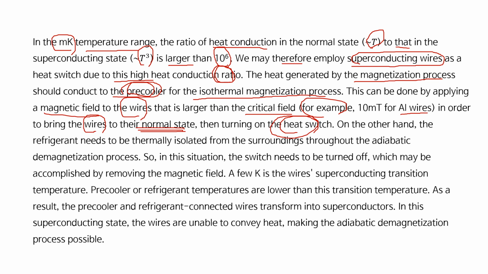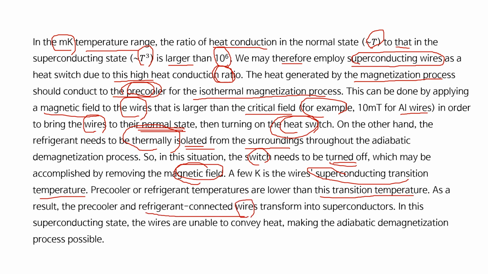On the other hand, the refrigerant needs to be thermally isolated from the surroundings throughout the adiabatic demagnetization process. So in this case, the switch needs to be turned off, which may be accomplished by removing the magnetic field. A few Kelvin is the wire's superconducting transition temperature, so precooler or refrigerant temperatures are lower than this transition temperature. As a result, the wires connected to the precooler and the refrigerant transform into superconductors.